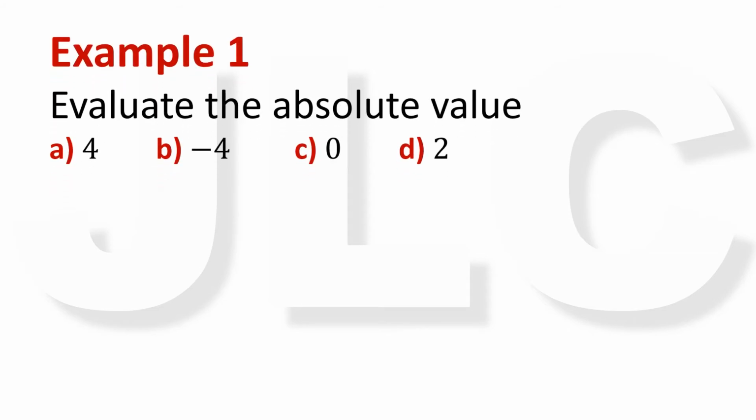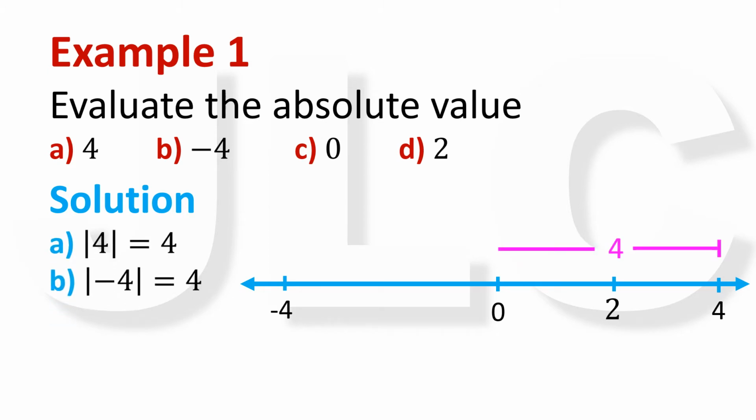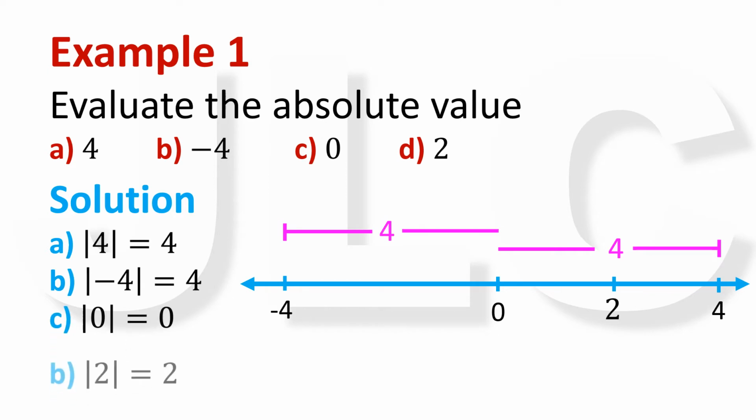Example 1. Evaluate the absolute value of the following real numbers. Referring to the number line and from definition, the absolute value of 4 is 4. The absolute value of negative 4 is 4. The absolute value of 0 is 0. And the absolute value of 2 is 2.